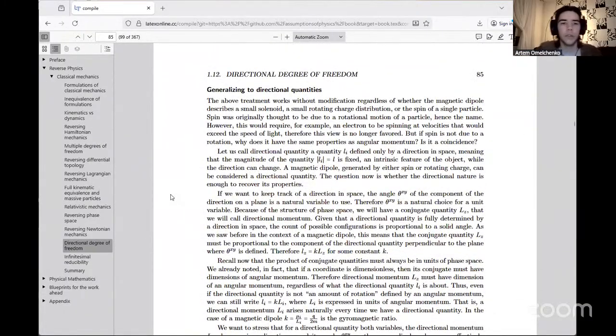So, generalizing to directional quantities. The above treatment works without modification regardless of whether the magnetic dipole describes a small solenoid, a small rotating charge distribution, or the spin of a single particle. Spin was originally thought to be due to a rotational motion of a particle, hence the name. However, this would require, for example, an electron to be spinning at velocities that would exceed the speed of light. Therefore, this view is no longer favored. But if spin is not due to a rotation, why does it have the same properties as angular momentum? Is it a coincidence?